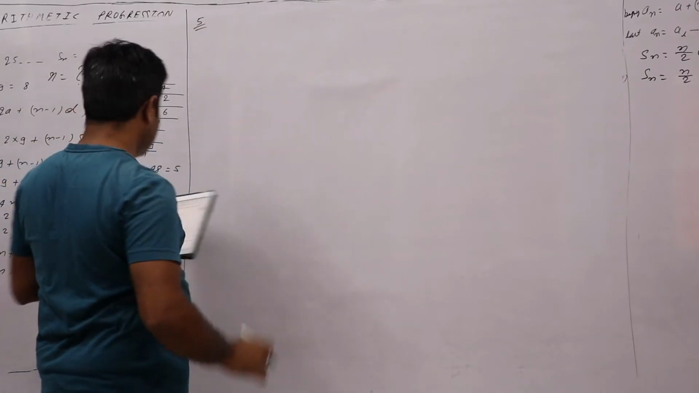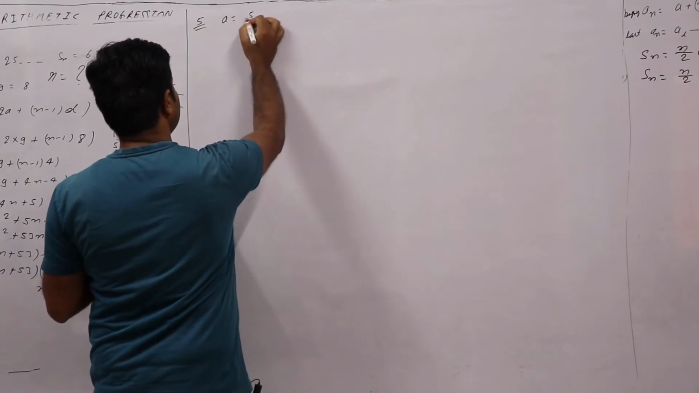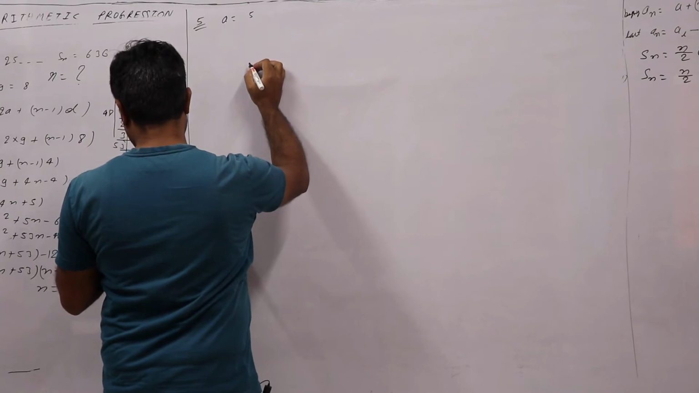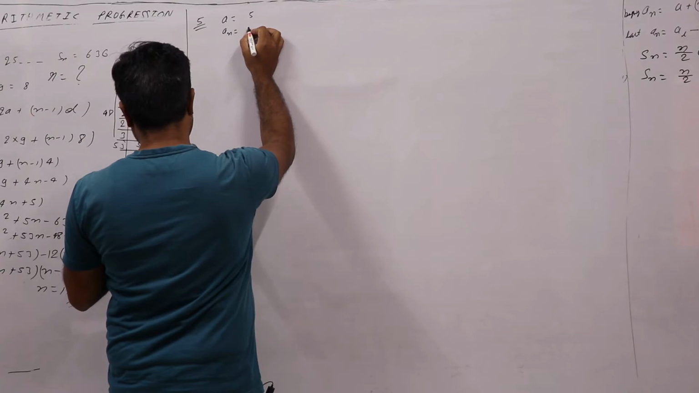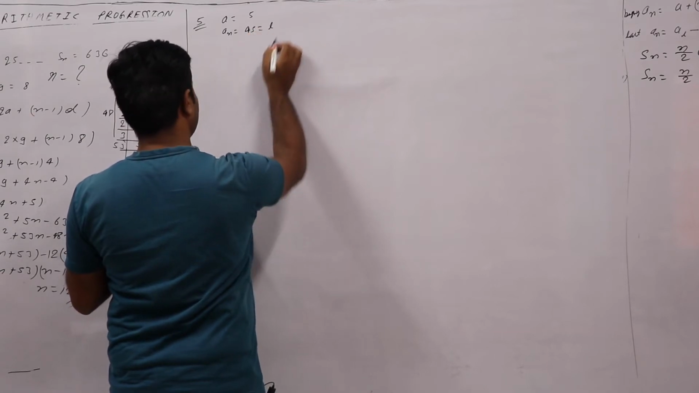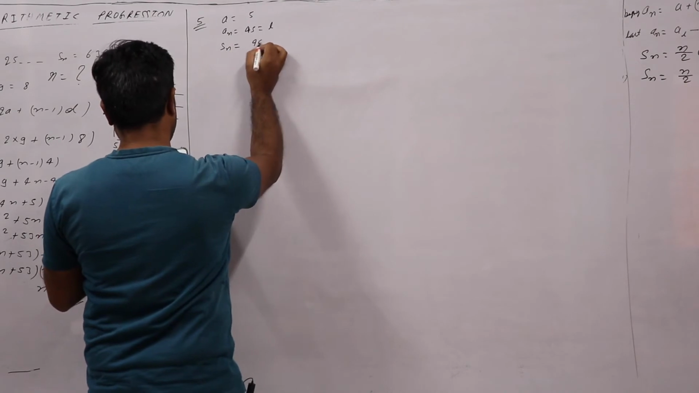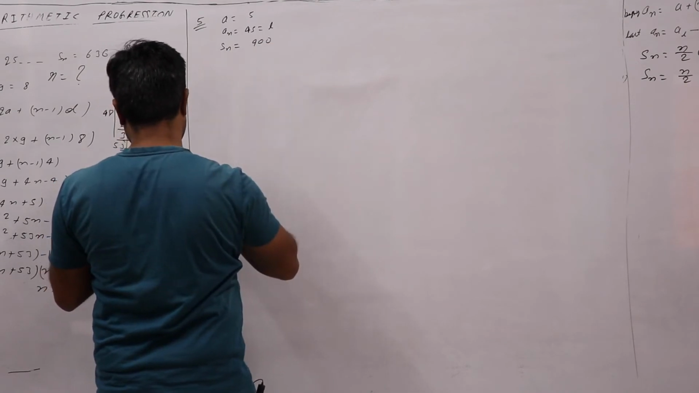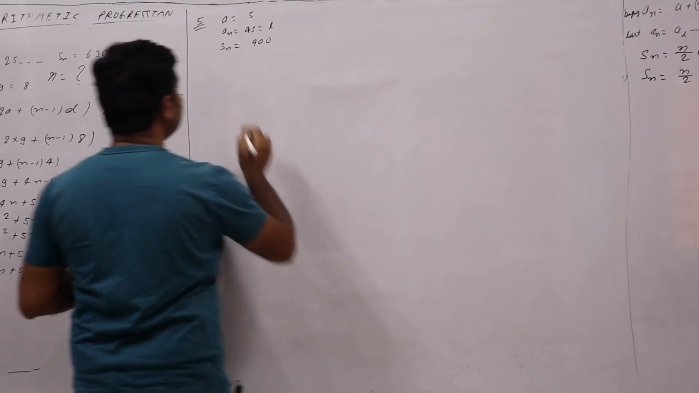Question number 5 says the first term of an AP is 5, so A is given 5, and the last term is 45, so an is given 45, which means L also. And the sum Sn is given 400. Then find the number of terms and the common difference.